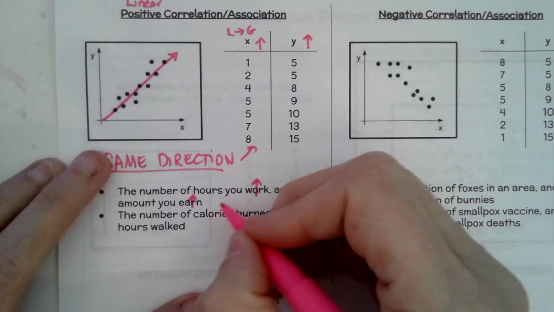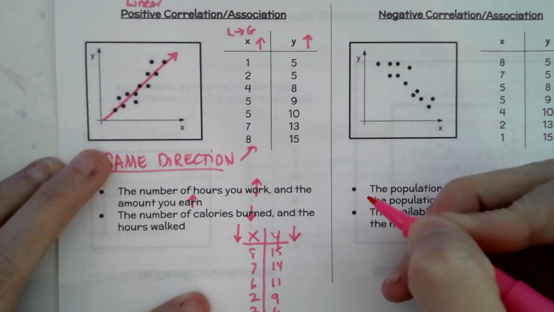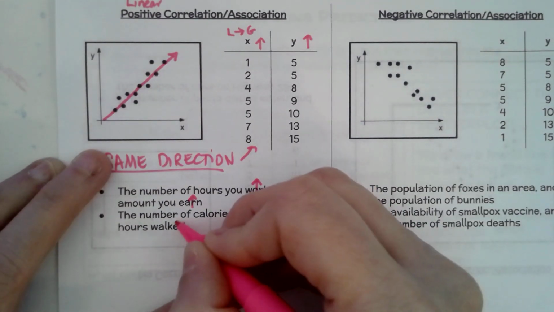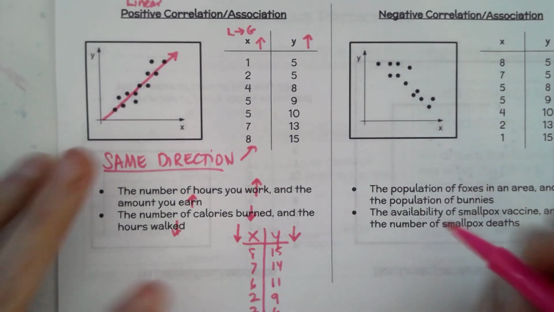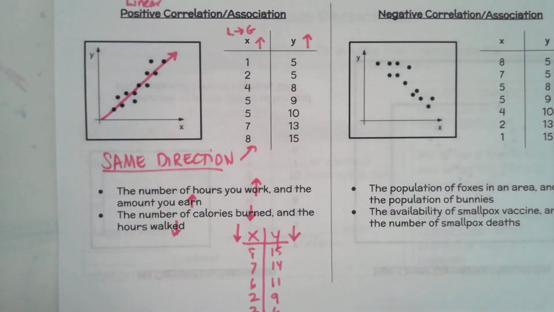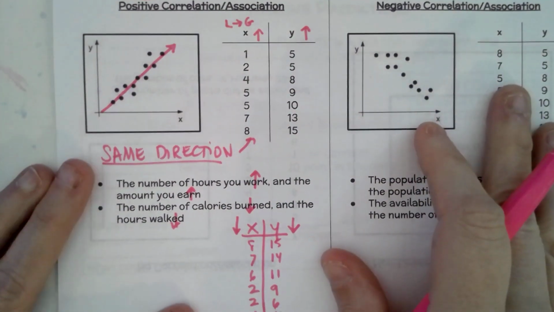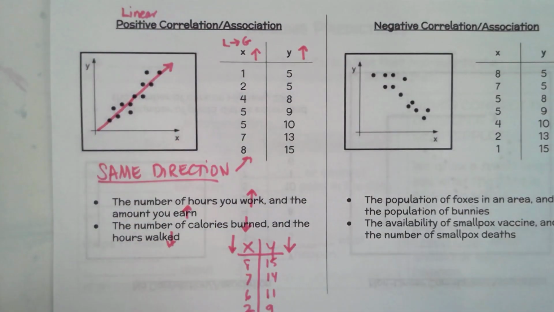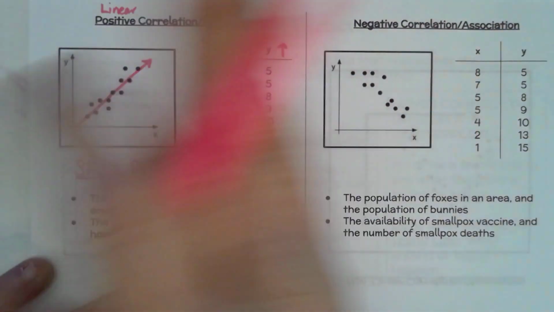Okay, what about this one? If I burn less calories, does that mean I walked more or less hours? Probably walked less hours. They're both going in the same direction. Now, if I burn more calories, I walked more hours. They're going in the same direction. That means I have a positive correlation, positive association. Okay? And if it makes a straight line, it's linear. So that's a positive correlation.